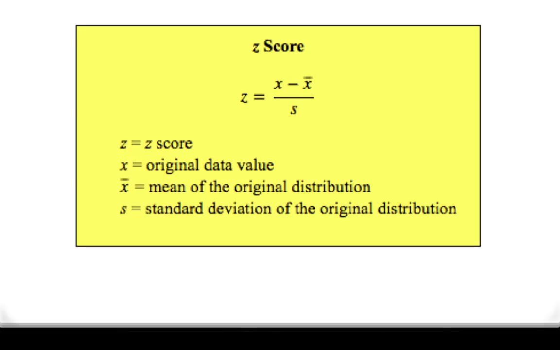Next, I want to review z-scores. A z-score is a standardized score. It tells you where that one observation lies in relationship to the mean in standard deviation units. This formula should look familiar from earlier lessons.